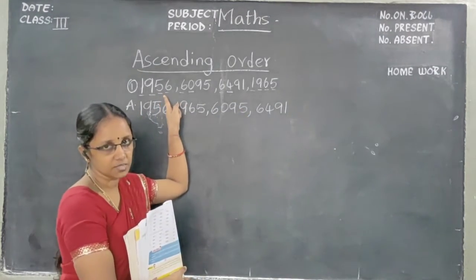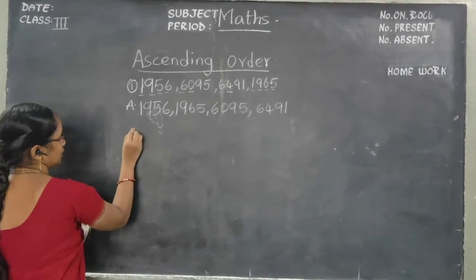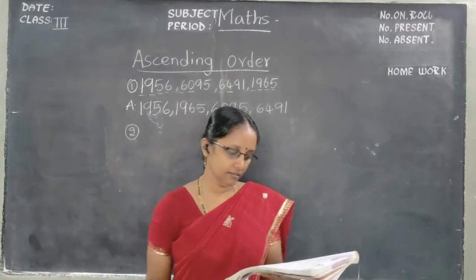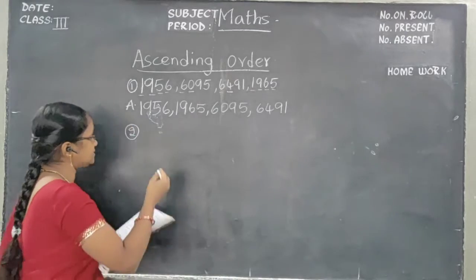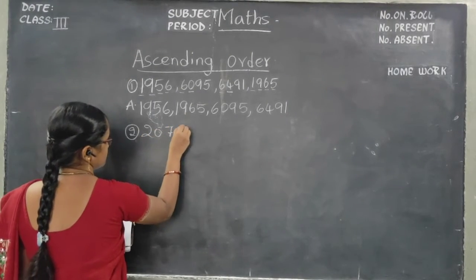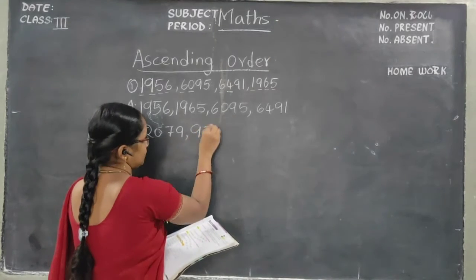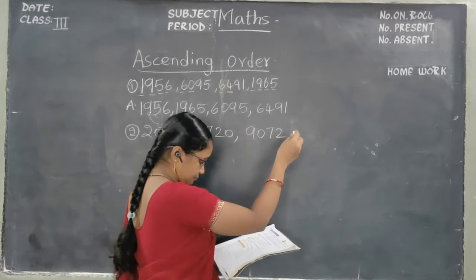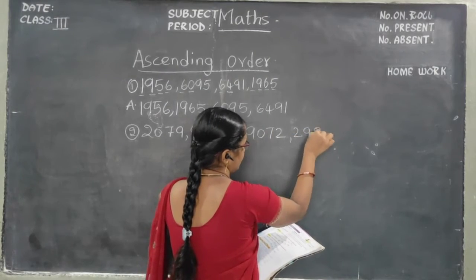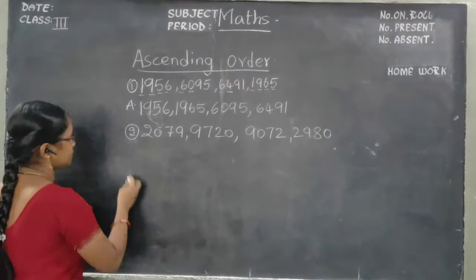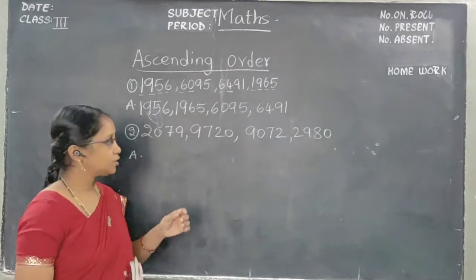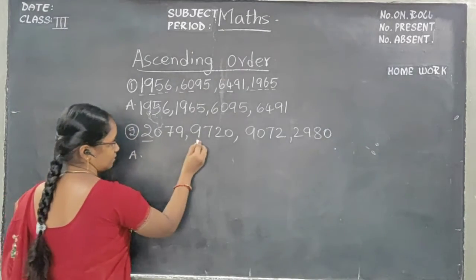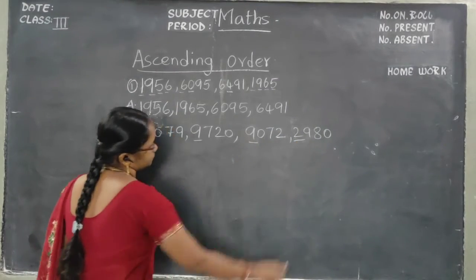The third number is in the tens place. Okay. Now the second one. See the second one. What have they given? 2079, 9720, 9072, 2980. Now let's see the answers for this. As I told you, see the thousands place numbers. What is in the thousands place? Here 2992.